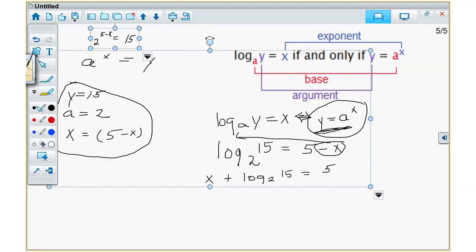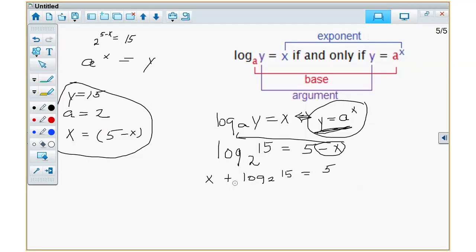Okay, now what do we do? Well, how do you get rid of plus logarithm? Minus. So x is equal to 5 minus log base 2 of 15. Now, what's the log glitch? A negative can be in front of a log.